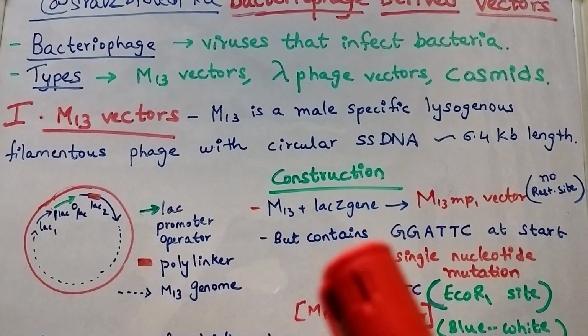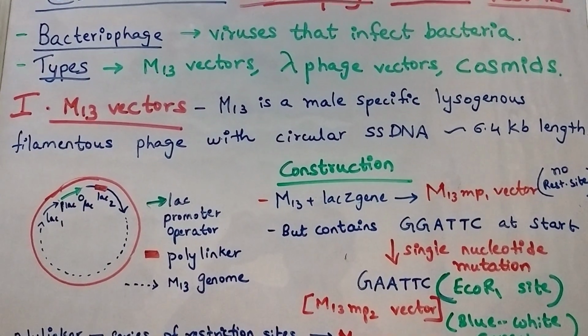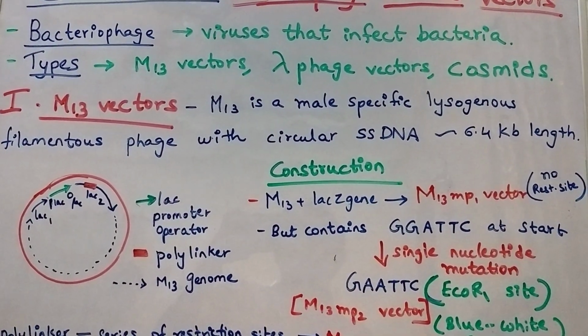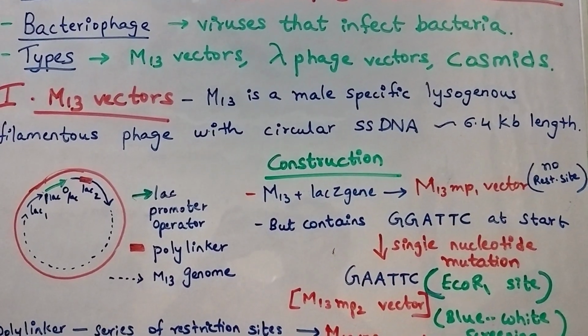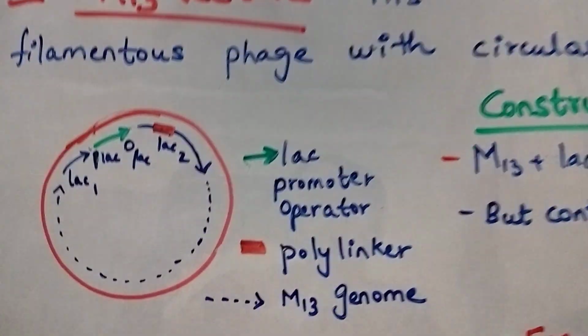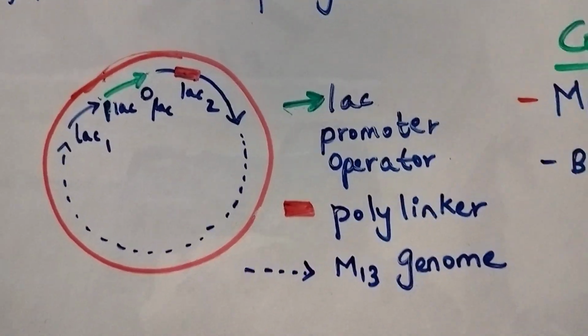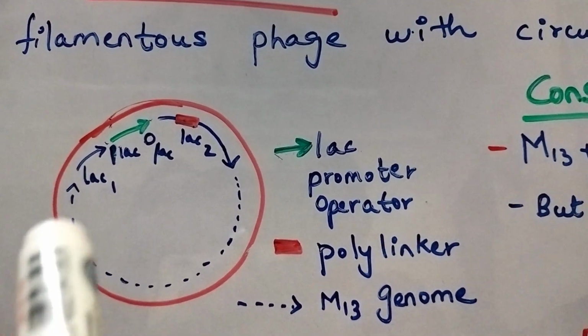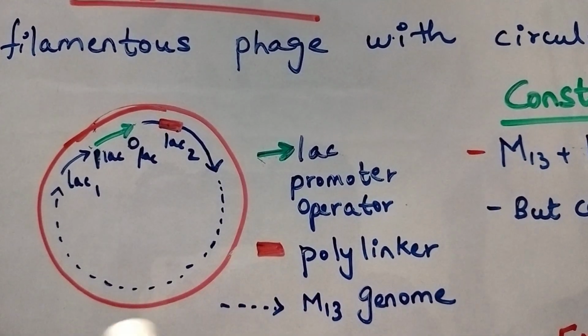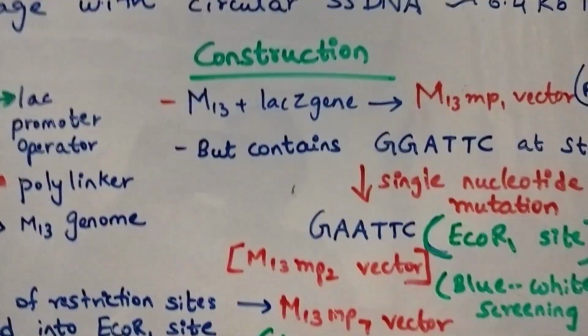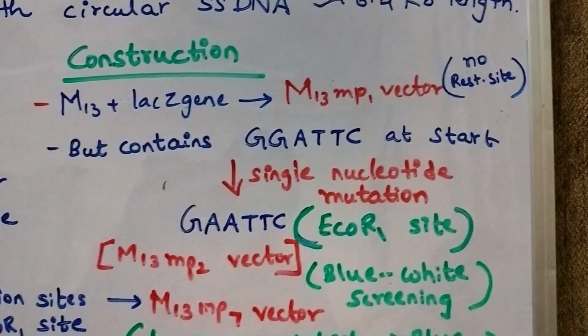M13 is a male specific lysogenous filamentous phage which has circular single stranded DNA approximately 6.4 kb in length. This is the diagrammatic representation of the M13 vector, which has a LacZ gene, lac promoter and operator gene, and the M13 genome. Construction of the M13 series.